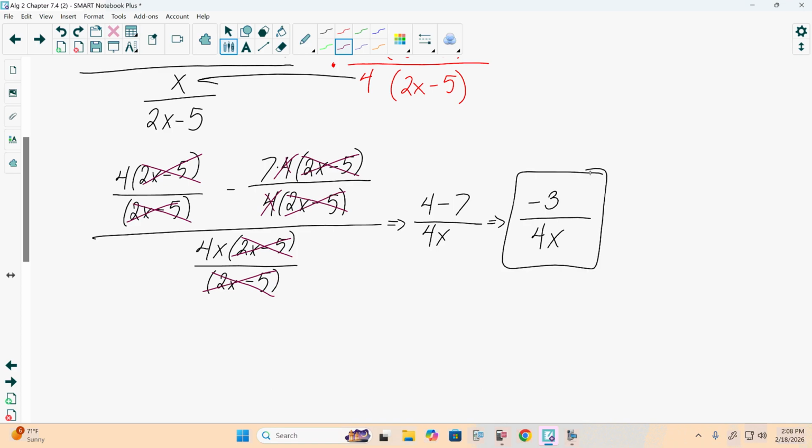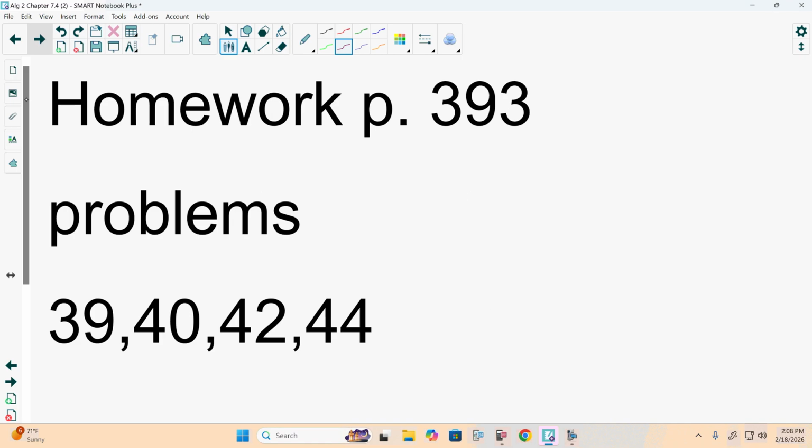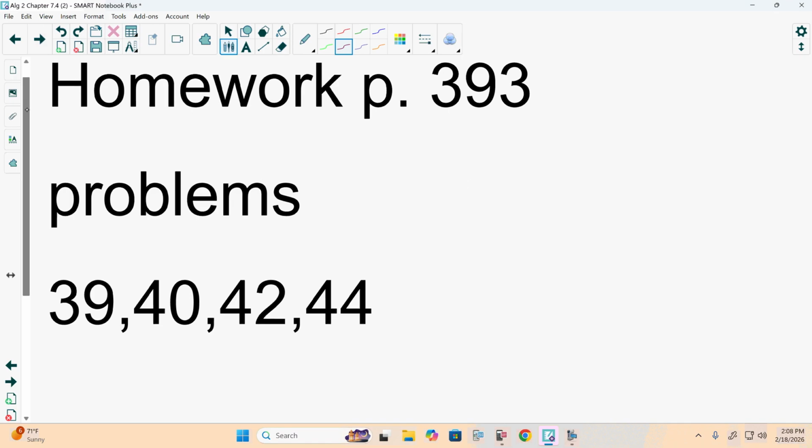Single term on top and bottom, so we can't factor it. 3 and 4 do not have anything in common. So that's it there. At least it didn't reduce to 1. Sometimes the longer problems that take half a page that reduce to just 1 are more frustrating than if you got something complicated.